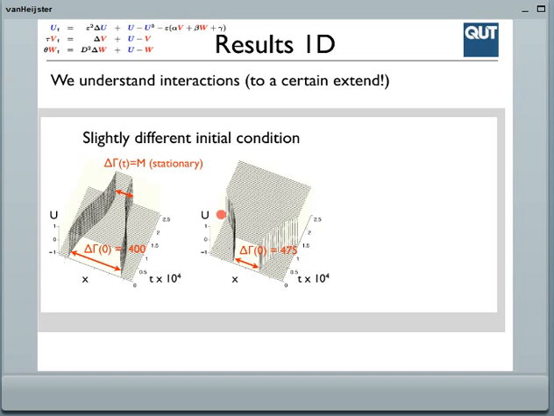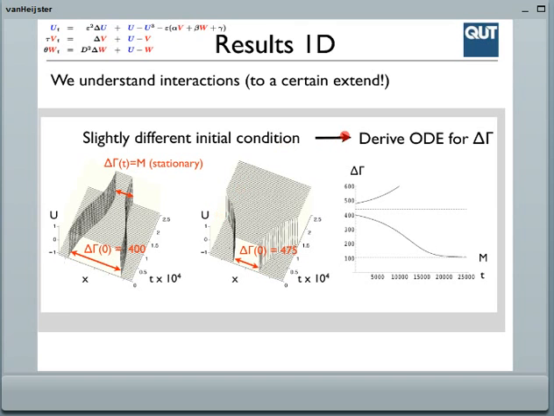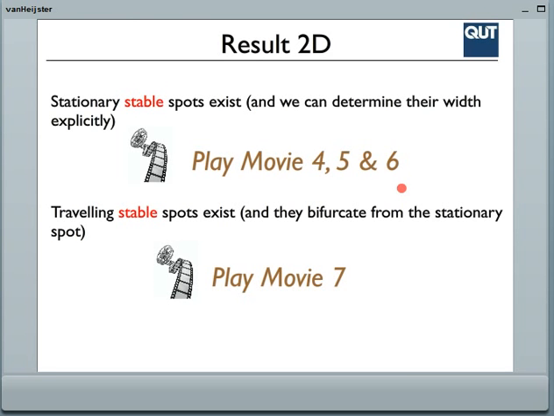What can we prove now? What we want to do is derive an ODE. We started with a PDE, and we want to derive an ODE which describes the width between the front and the back. Here we see what's going on. We start with an initial condition which has the width 400, which goes to 100. But if we start with something which is slightly bigger, we actually see that there's an unstable solution in between. So this is what's going on, but how do we derive this ODE? That's the main question.